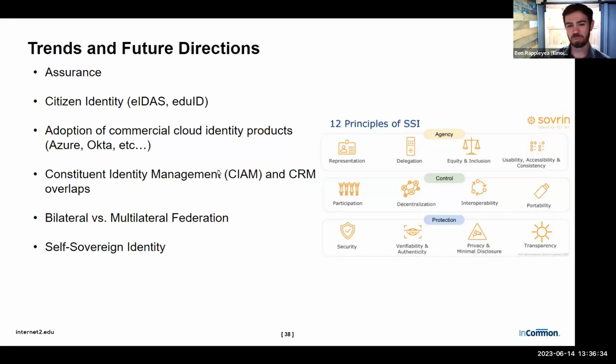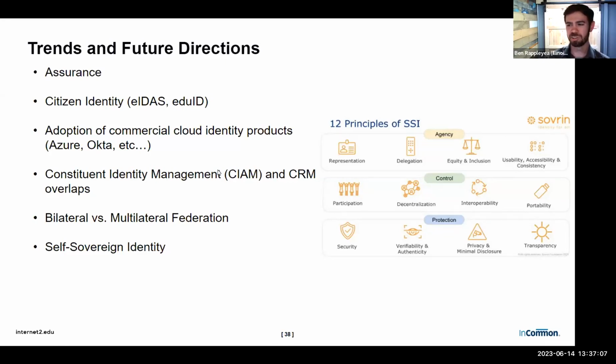Citizen identity, we are seeing legislation and pushes for things like digital passports, digital identifiers for every user or every person that might be on the internet, education IDs that are global. So I'm a student at a university, that the ID would be carried from that university to any other university I might go to. We've also been seeing trends of adoption for commercial cloud entities and things like Azure, Okta.